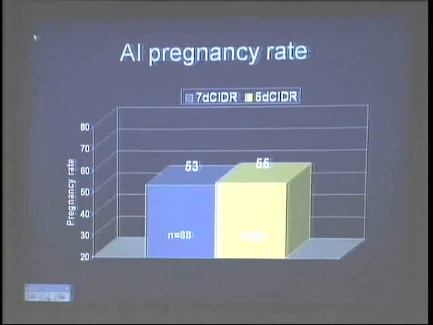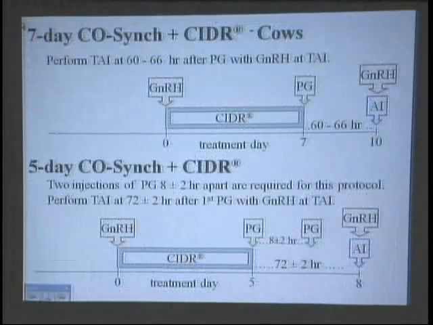At this time, my recommendation to you is that the 5-day protocol is appropriate where you're willing to give those 2 injections of prostaglandin, and maybe 5 days works into your system a little better than 7 days. I would not go into it expecting a big change in pregnancy rates at this point in time.